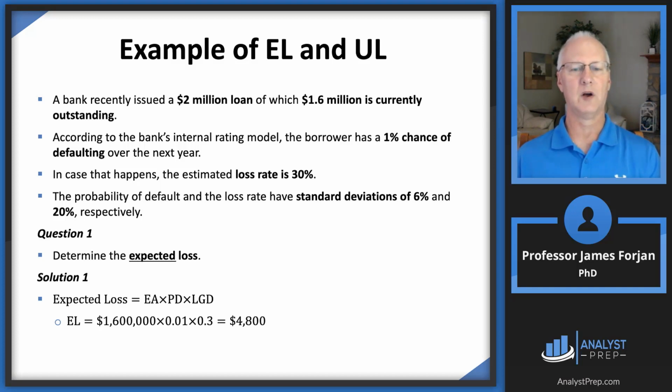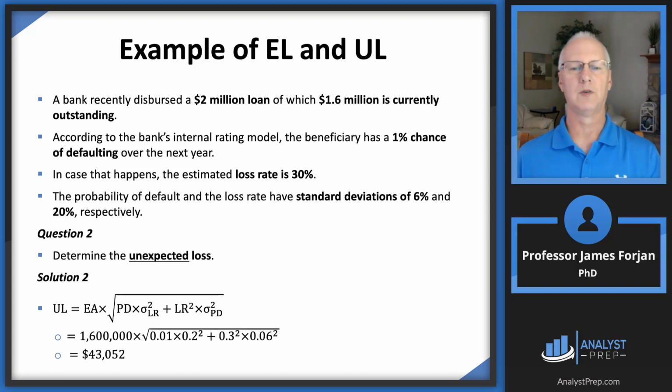So the expected loss, we do this just like we did for my son and daughter. So on a $1.6 million loan, we have a pretty small expected loss, and we're going to have a little bit higher unexpected loss because we're going to have some volatility. And so if you put all those numbers in there, you get about $43,000 for the unexpected loss.